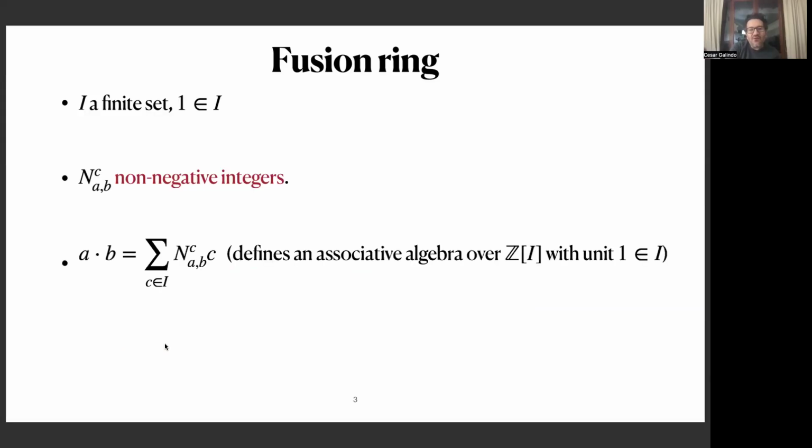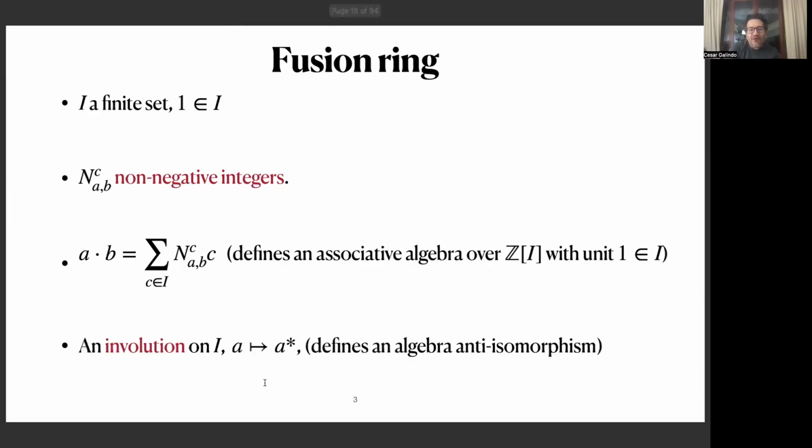And the idea is that if you consider the free abelian group with the basis given by this finite set, then you can define a product using these numbers as structure constants. And you obtain an associative algebra with the unit element given by this one. Of course, we impose some conditions on these integers that just rewrite what exactly associativity means and what exactly it means that this is the unit in terms of these non-negative integers.